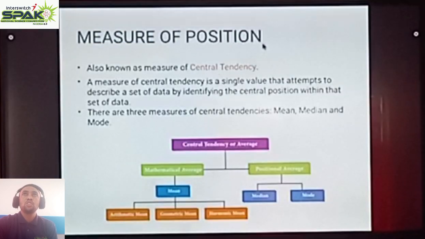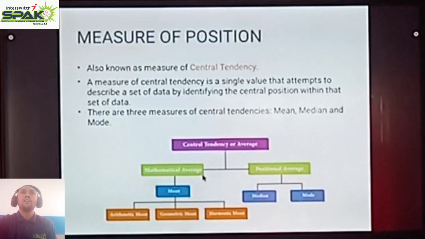When we talk about measure of position, measure of position is also known as measure of central tendency. And the measure of central tendency, we are talking about averages. And averages is divided into two. We have the mathematical average, then we have the positional average. These are the two types of average that we have, which are the main body of measure of central tendency.